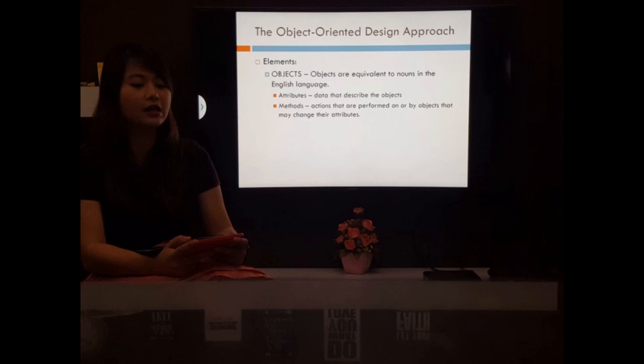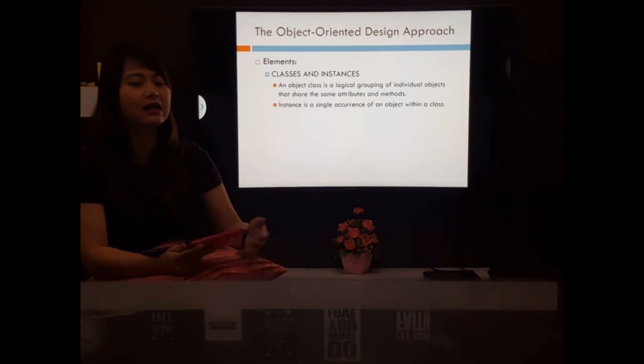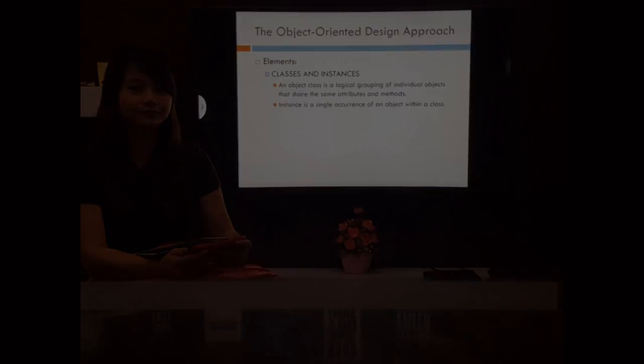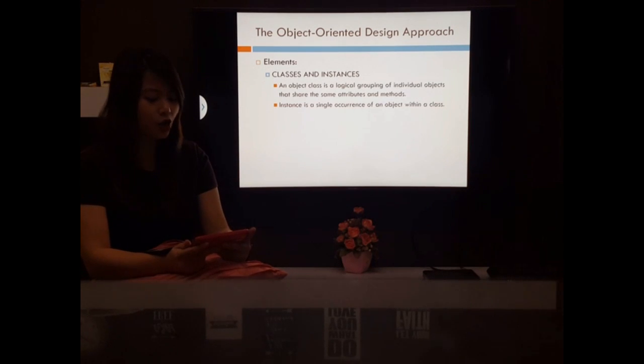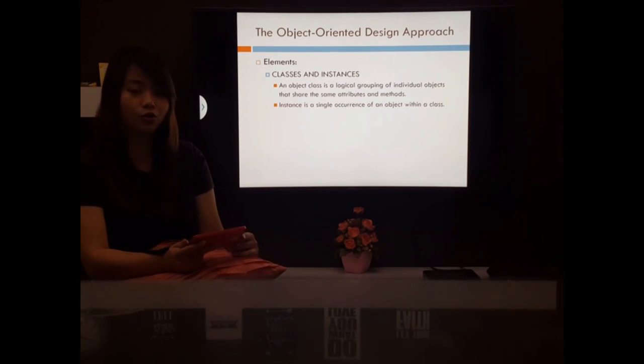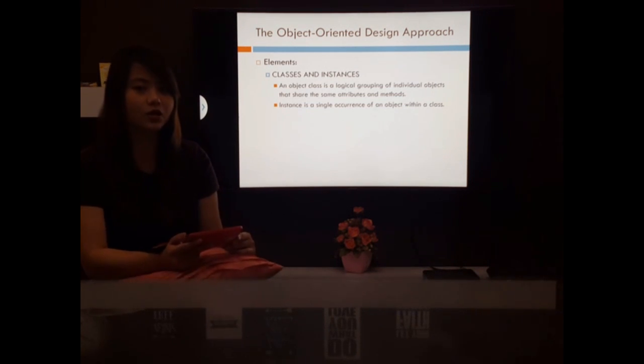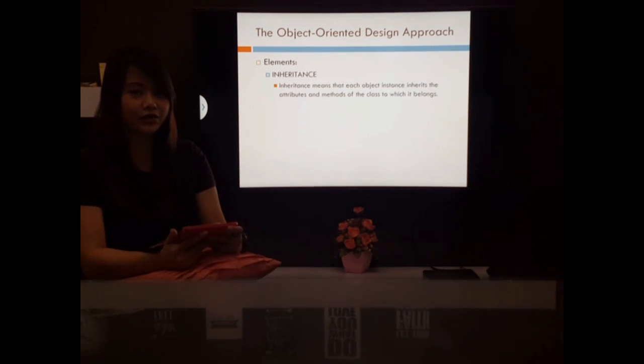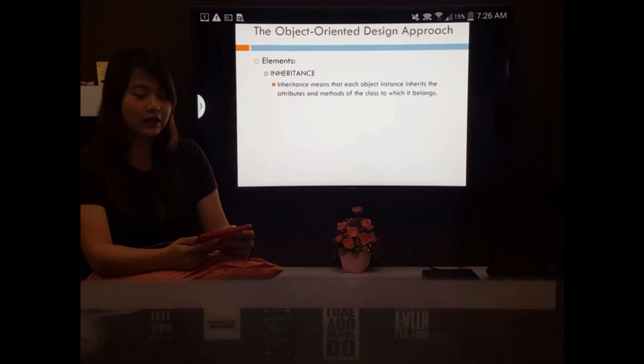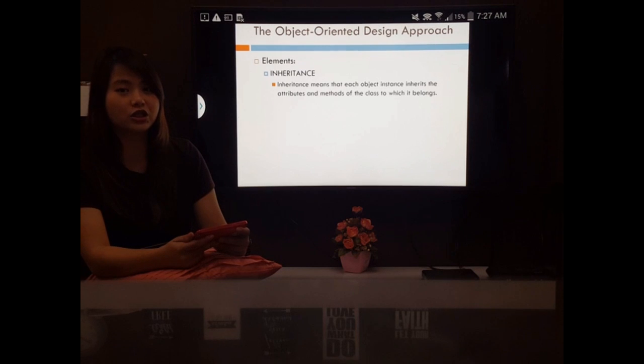Okay, next element is the classes and instances. An object class is a logical grouping of individual objects that share the same attributes and methods, while an instance is a single occurrence of an object within a class. The last element is the inheritance. Inheritance means that each object instance inherits the attributes and methods of the class to which it belongs.